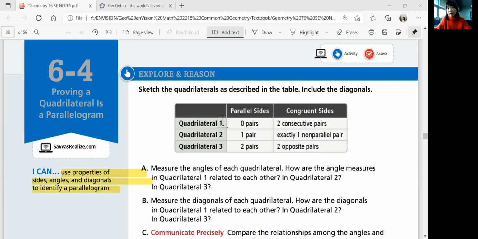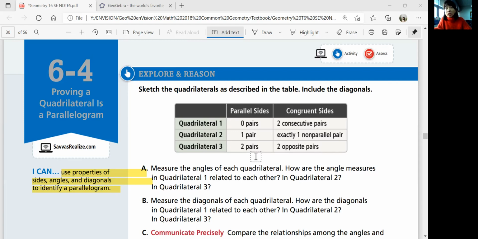So 1 pair parallel, 1 pair congruent sides. Okay, it doesn't have to be the pair that's parallel, but it has to be exactly one. It has to be exactly 1 non-parallel pair. So whatever the pair is parallel to each other, the other 2 sides that are not parallel need to be congruent. Quadrilateral 3 has 2 pairs, so all the pairs are parallel, and the 2 opposite pairs are congruent. Okay, so these are the conditions for quadrilaterals 1, 2, and 3.